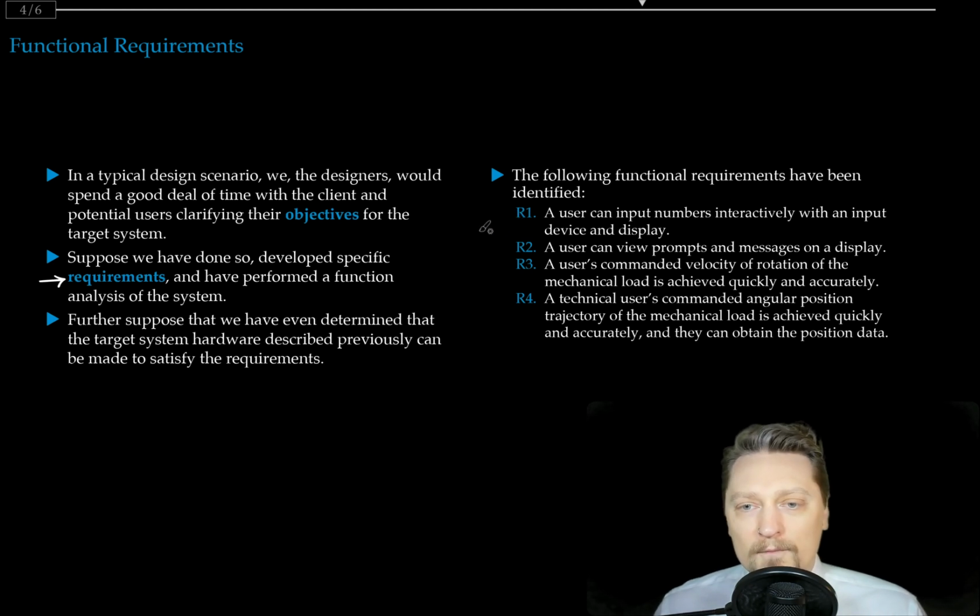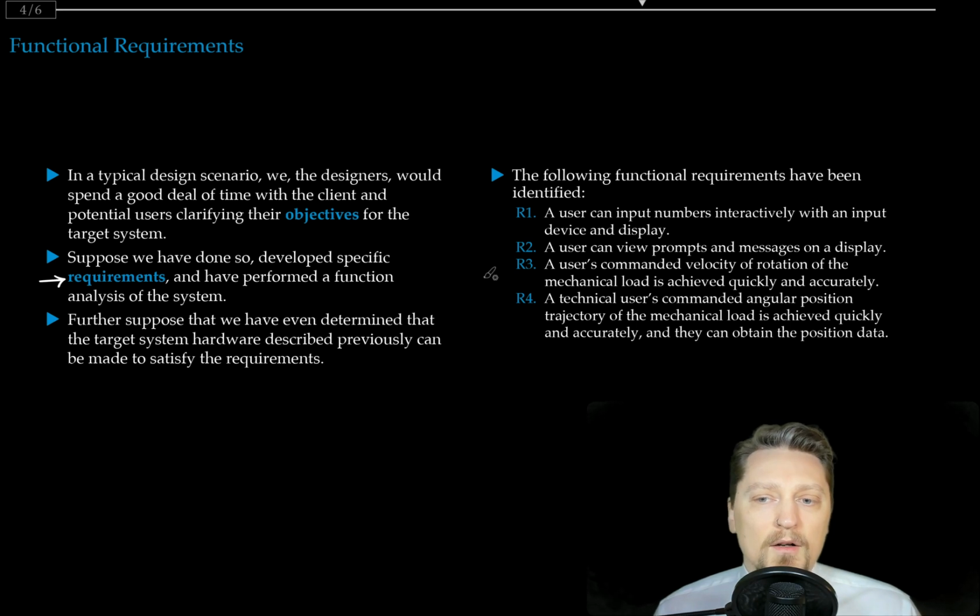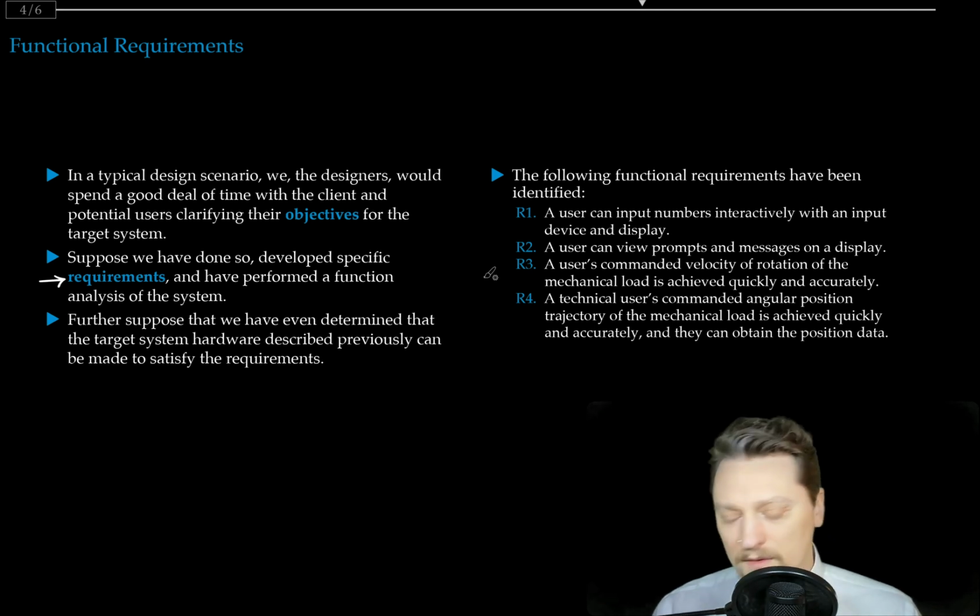R1, requirement 1. A user can input numbers interactively with an input device and display. R2, a user can view prompts and messages on a display. R3, a user's commanded velocity of rotation of the mechanical load is achieved quickly and accurately. And requirement 4, a technical user's commanded angular position trajectory of the mechanical load is achieved quickly and accurately, and they can obtain the position data. So those are the 4 requirements that we're going to use.